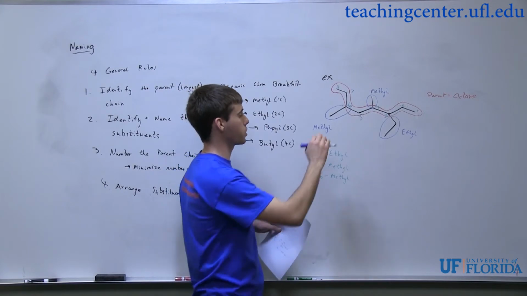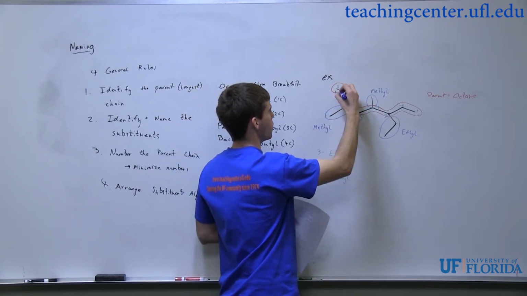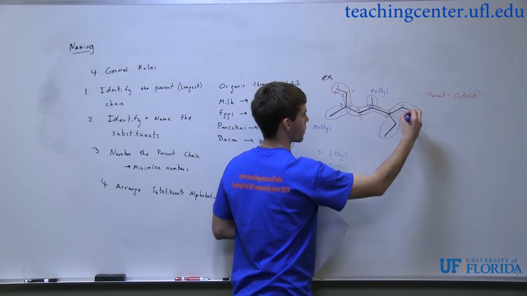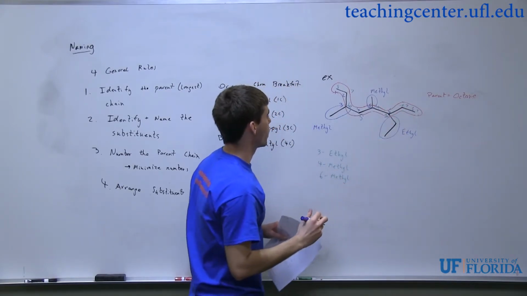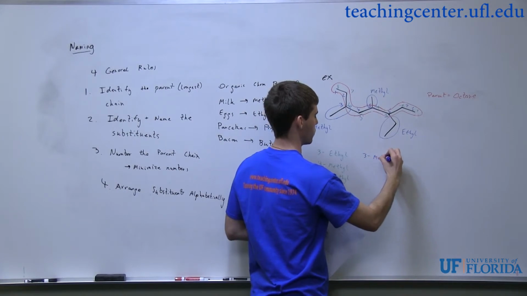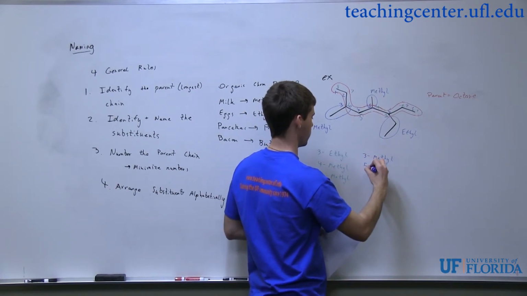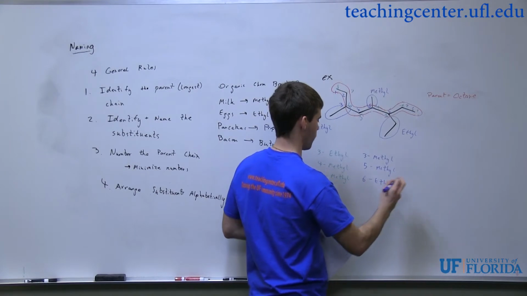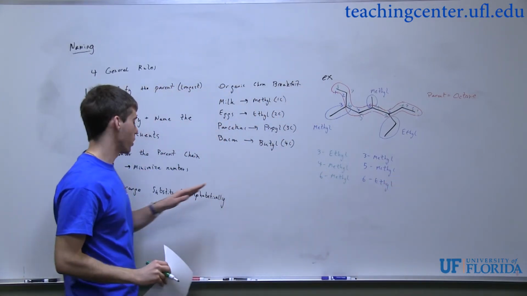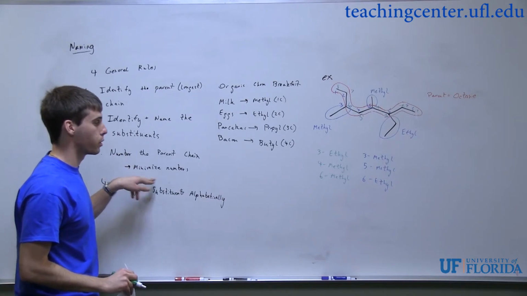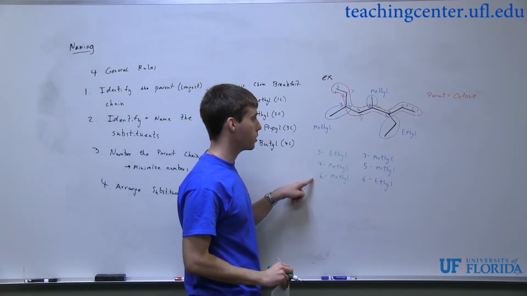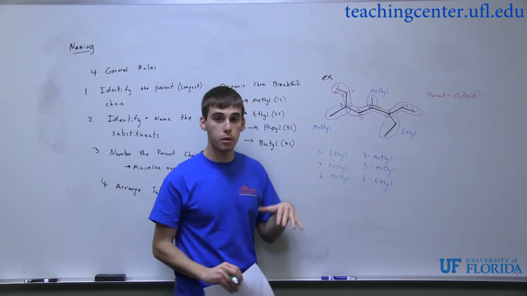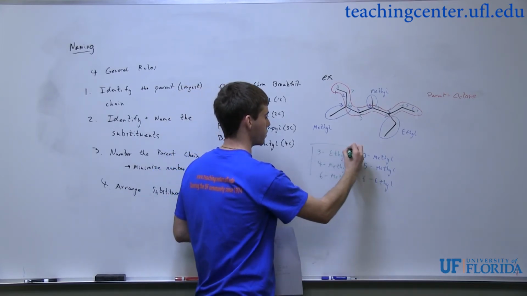Now if I go with the blue system, I'll start from this side: 1, 2, 3, 4, 5, 6, 7, 8. So I have 3 methyl, 5 methyl, 6 ethyl. Now let's remember the rule, if you're wondering which one to use: minimize the numbers. Here I have 3, 4, 6 with the green way. The blue, I have 3, 5, and 6. So this is a higher number than 4. We want to minimize the numbers, so we're going to go with the green way of numbering.